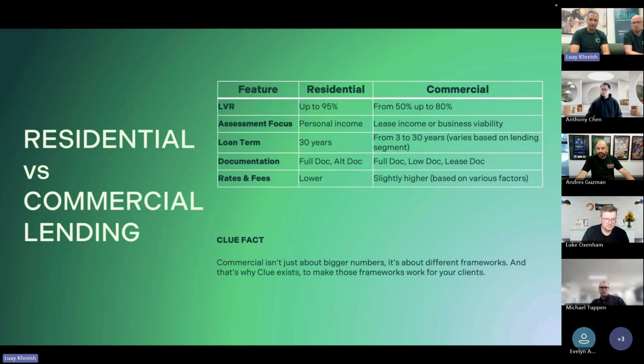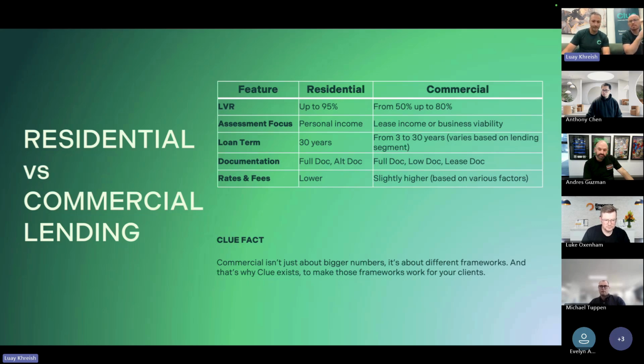Rates and fees, residential is typically lower, slightly higher on the commercial side, but it's based on various factors. It can be based on the lease term, could be based on the business's viability and the risk grade of the client, which is a whole different kettle of fish because it looks at years of performance and industry, etc.